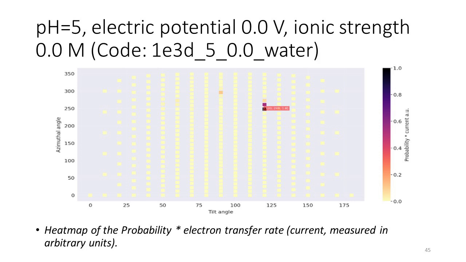There are some points, for example here, one orientation that we obtain at 120, 200.48, that has the highest value of contribution to the total current, but it's because the orientation is favorable for the transfer of the electrons. And if you see the previous heat map plot, you can see that more or less around this zone we can see orientations that contribute more to the total current. That is probably because these orientations are very close to the surface of the electrode, and for that reason they favor the catalytic activity of the hydrogenase.